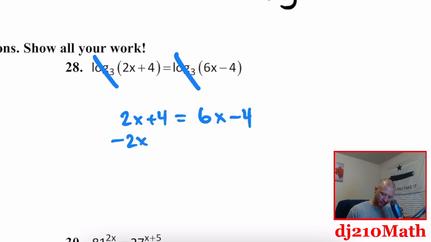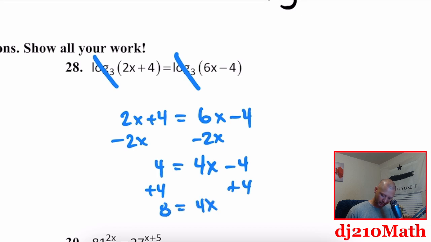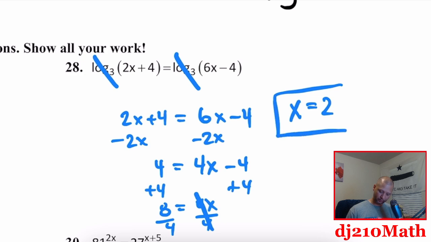Okay, so minus 2. 6 minus 2 is 4. So we're going to add 4 to both sides. So that's 8 is equal to 4x. Divide both sides by 4. X is equal to 8 over 4, which is 2.